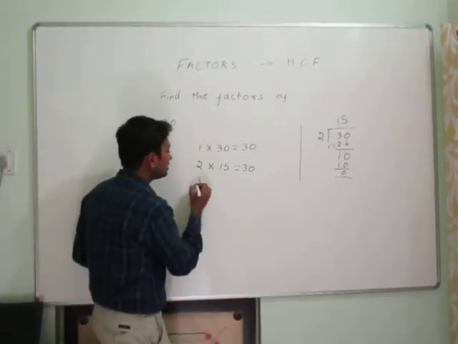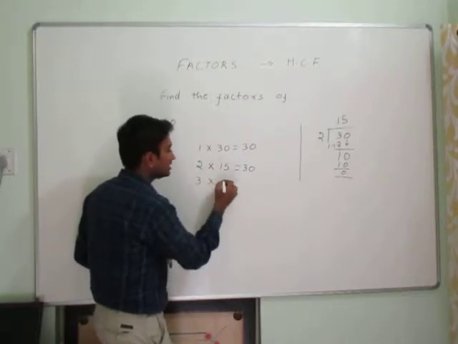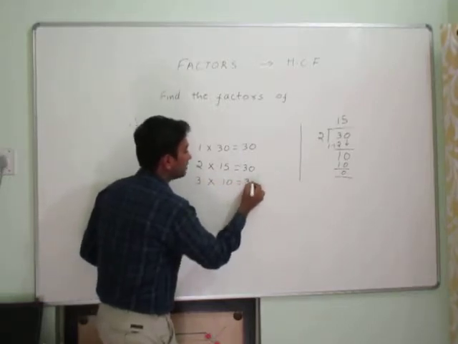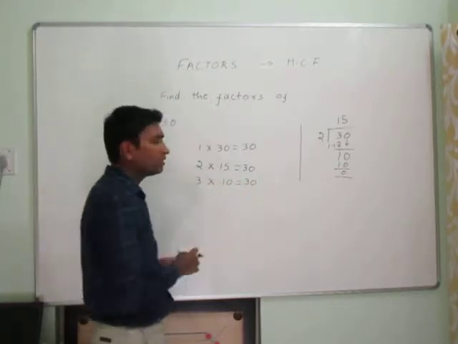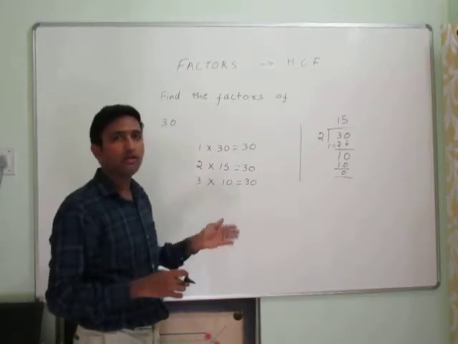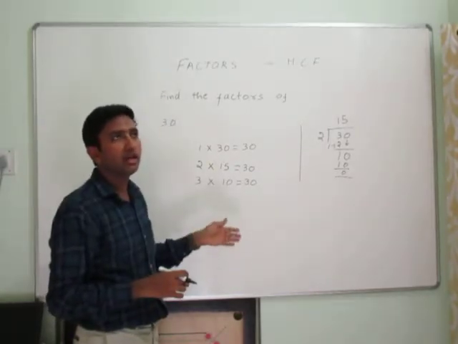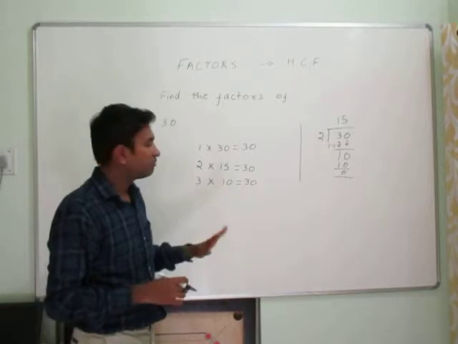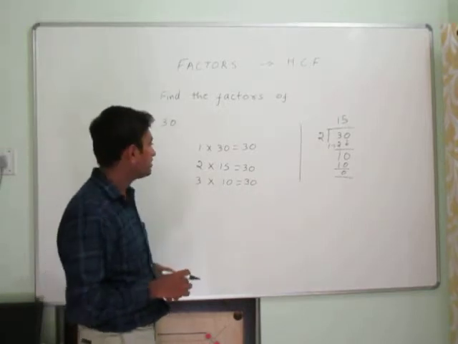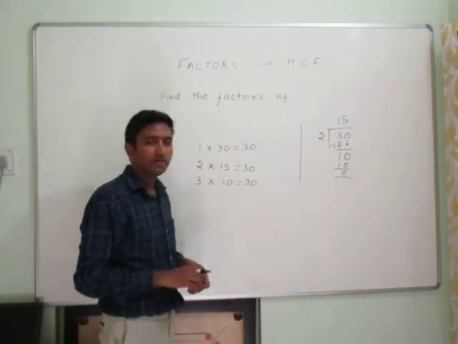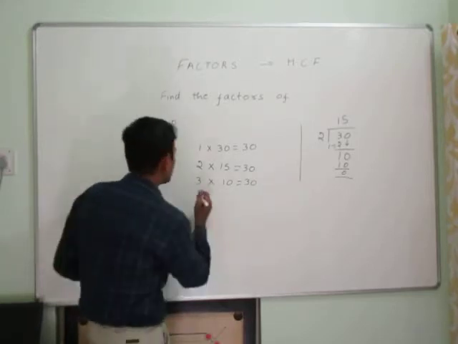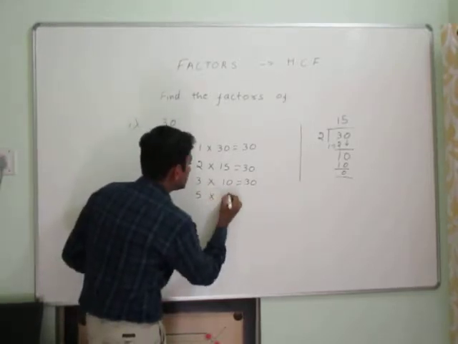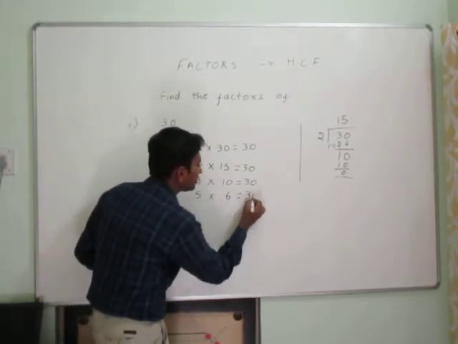Next, is it divisible by 3? Yes, 3 10s are 30. Next, 4, check the 4 tables. 4 5s are 20, 4 6s are 24, 4 7s are 28, 4 8s are 32. No. Next, the 5 tables. 5 5s are 25, 5 6s are 30. Yes, 5 6s are 30.